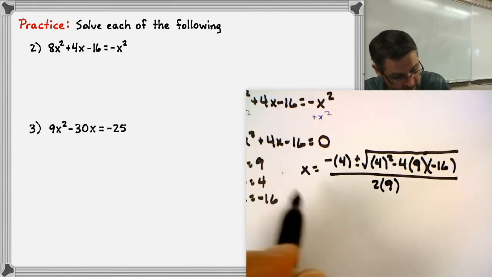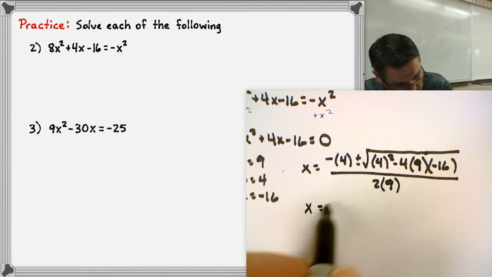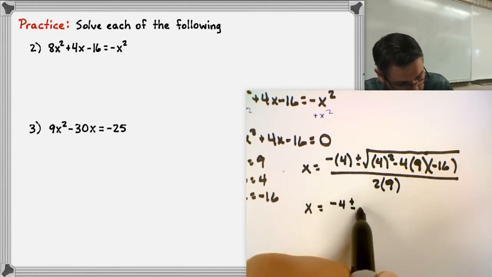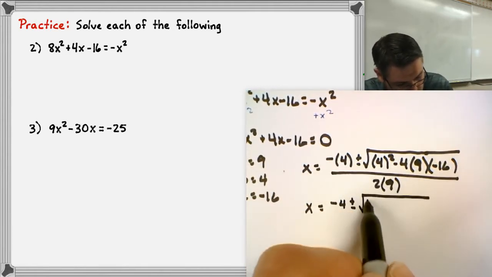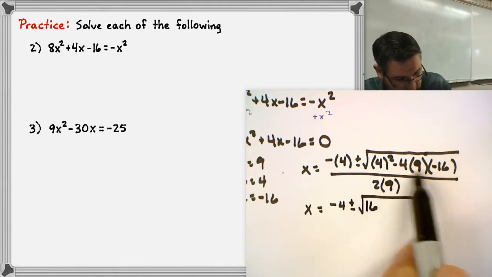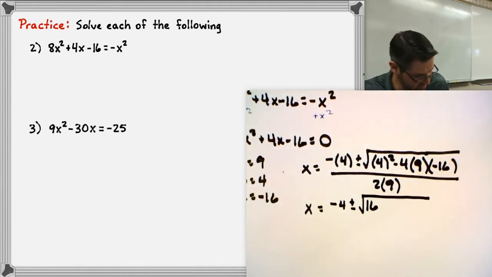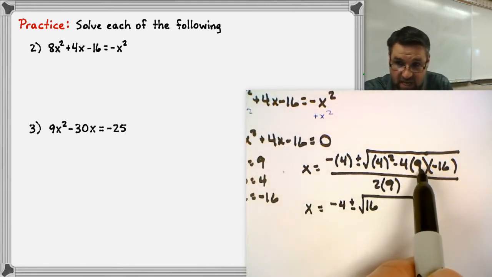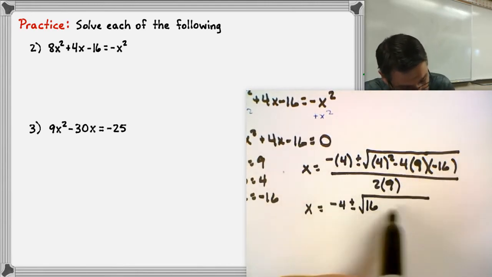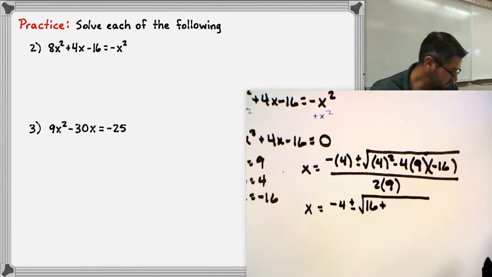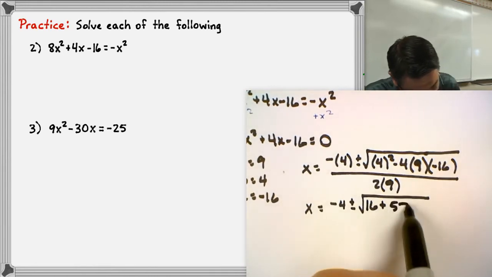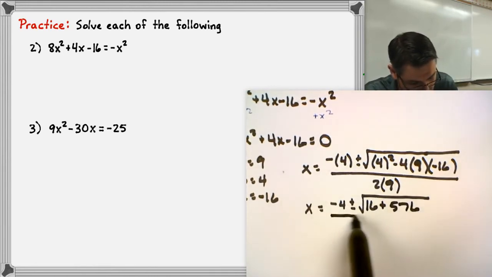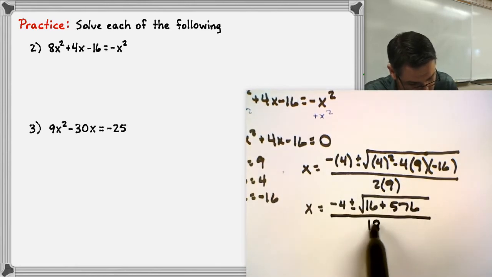All right, simplifying that, the negative 4 is just negative 4. Then we have 4 squared, which is 16. Negative 4 times 9 times negative 16 is going to be a positive value because a negative times a positive is a negative, times a negative is a positive, so we're going to put plus. And when I multiply all those together, I end up with 576. And then all over 2 times 9 is 18.